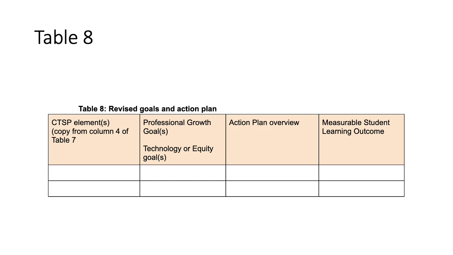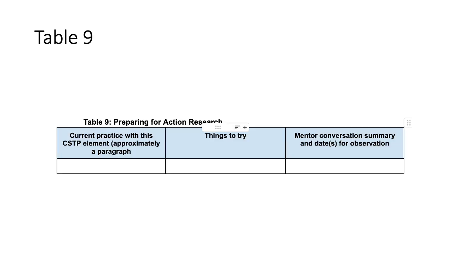Table 8, we're going to look again. It looks very similar to what you've already done. At least 2 areas of growth based on your CSTP self-assessment that you completed in 502G. These may or may not be new. Review the table with your mentor and choose one goal to focus on this semester. So the same thing that you did when you completed the same table earlier on in the program.